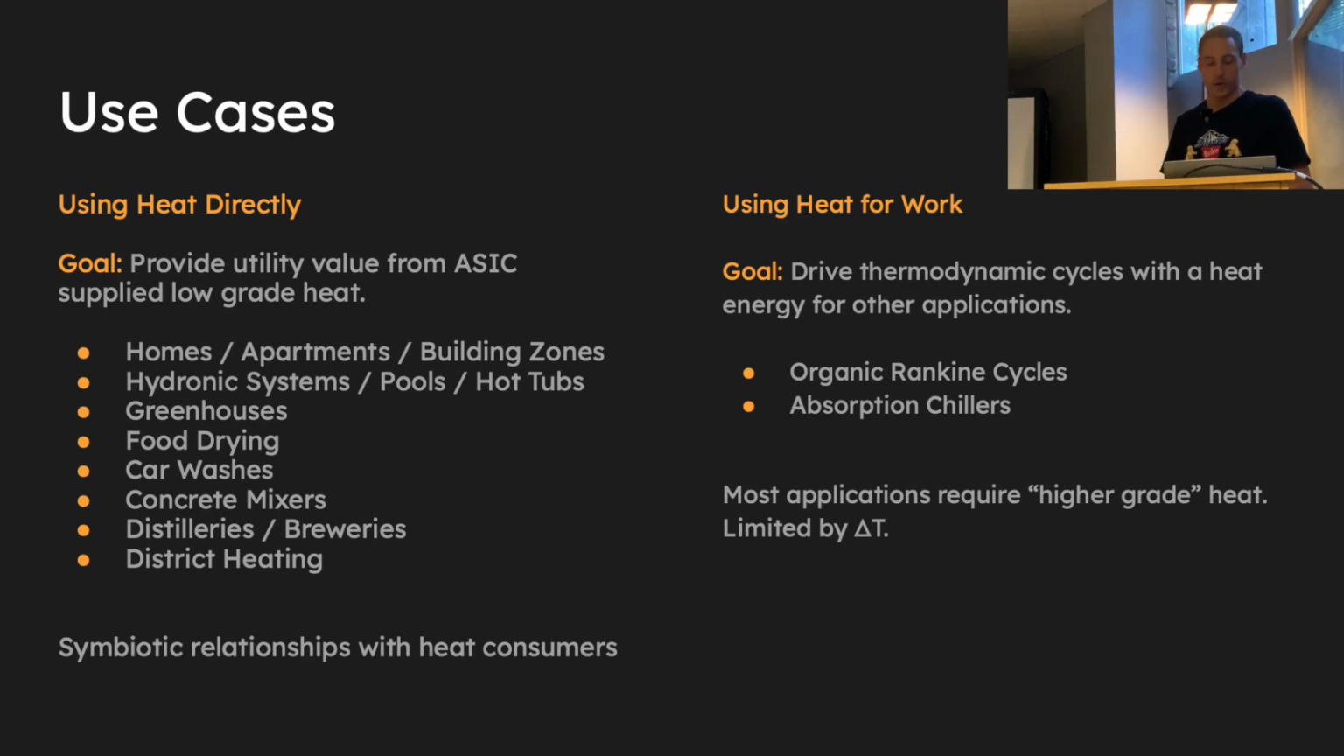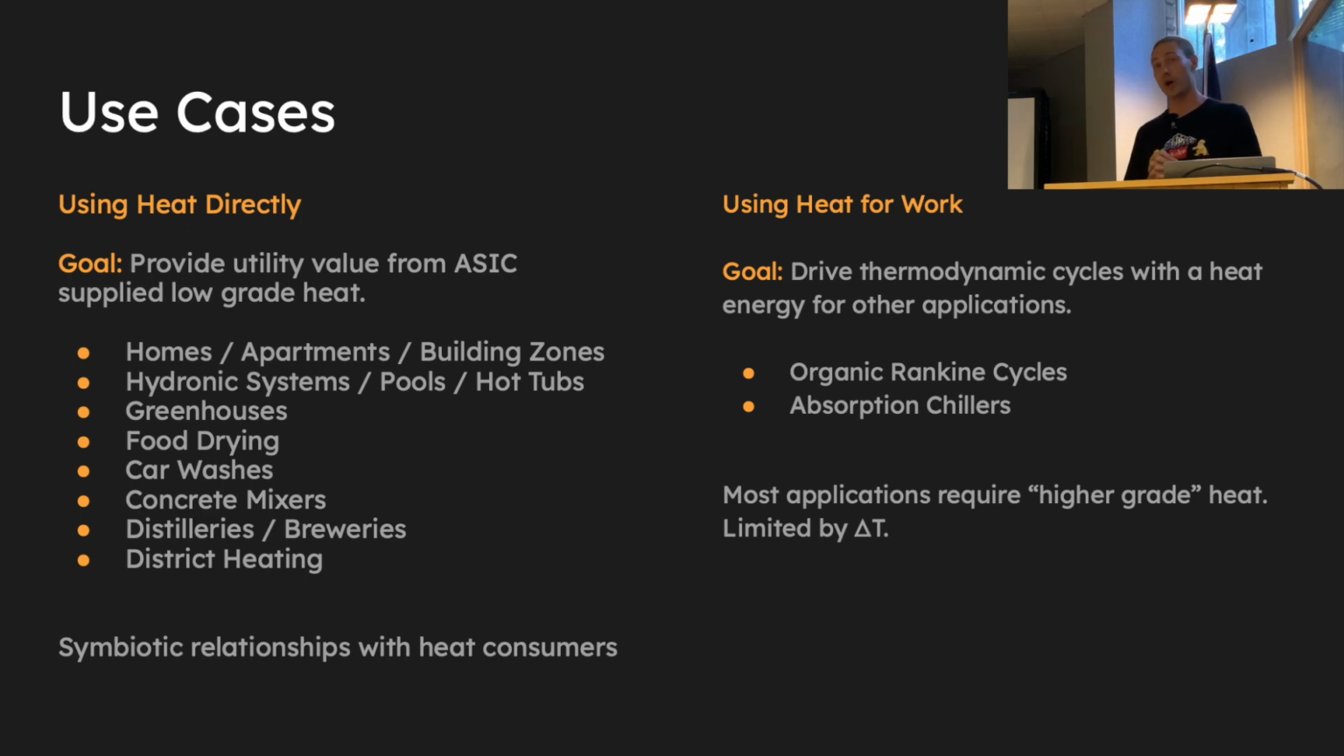On the left here, I've broken down some ways you can use the heat directly. And this is kind of where you're unconstrained by the low-grade nature. Luckily, we as human beings don't want really hot temperatures. We don't like to live in those climates. So things like homes, apartments, building zones, hydronic systems, so if you have radiative heat from hot water and a boiler in your home, pools, hot tubs, things of that nature, we're in the sweet spot for those temperature ranges with Bitcoin miners. The exhaust heat, 40 to 60 degrees Celsius.